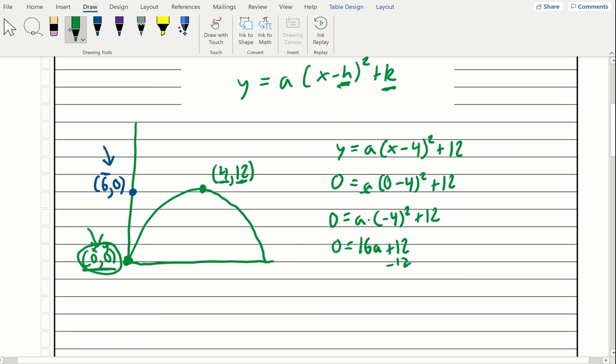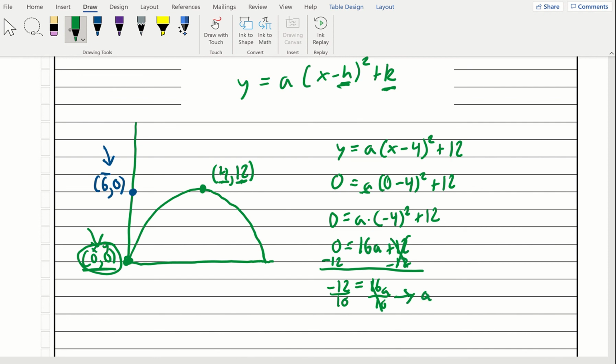So next step to solve for A, I'm going to subtract 12, so that it gets rid of it on the right side. On the left side, I have 0 minus 12, which is negative 12, and then equals 16A. And then last step here, divide by 16, and I'll get A by itself. A is going to equal this fraction here, negative 12 over 16. So first off, this is good because it's negative, which means our graph is going to face the correct direction. And then second thing here, I can reduce this a little bit. Negative 12 over 16 is the same thing as negative 3 over 4. And so that is A in my equation.